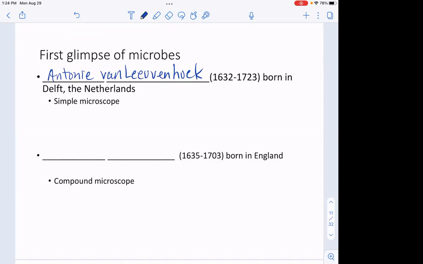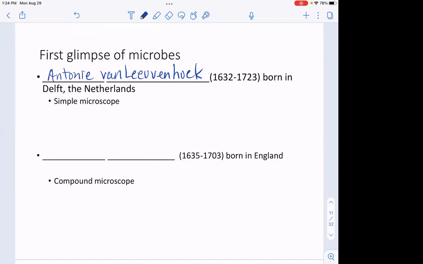And he looked at all sorts of things, pond water, bodily fluids, and he wrote up what he found to the Royal Society of London and was recognized as a scientist of his day. Unfortunately, he didn't share with other people how he made those lenses. He kept it a secret, and so we didn't suddenly take off and make all these great microscopes for many, many years.